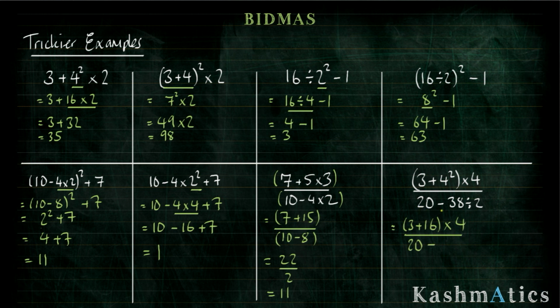So according to BIDMAS, the 38 divided by 2 gets done first, which is 19. Alright, now the top becomes 3 plus 16, which is 19, 19 times 4, which is 76, divided by whatever 20 take away 19 is, and that is 1. So this is 76 divided by 1, which is 76. So pause the video if you need to and make some notes, and then we'll go on to some questions.